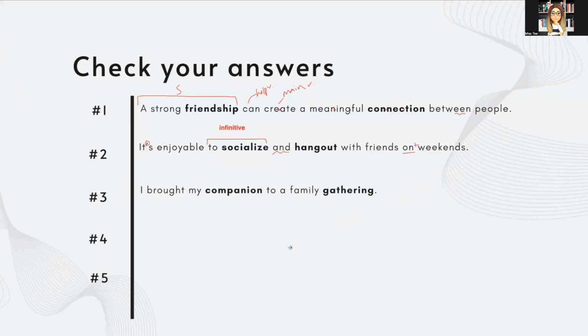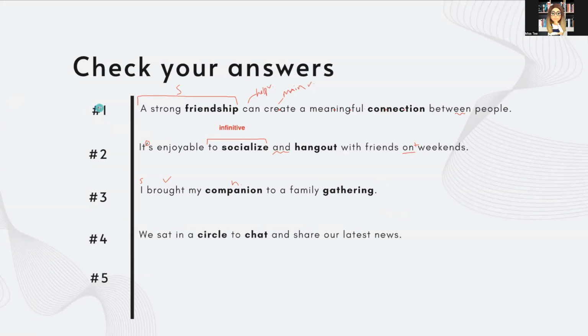I brought my companion to a family gathering. So here, I is the subject, of course. Brought is the verb. It's an irregular verb. There's a video posted on irregular verbs. It was posted last week. My companion. So companion is a noun and my is the possessive adjective of that. To, now here it's not used as an infinitive. It's just a preposition to show the direction or relationship. To a family gathering. Family gathering is a noun.